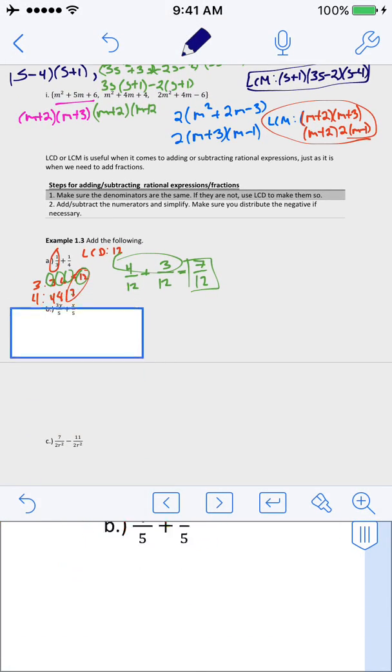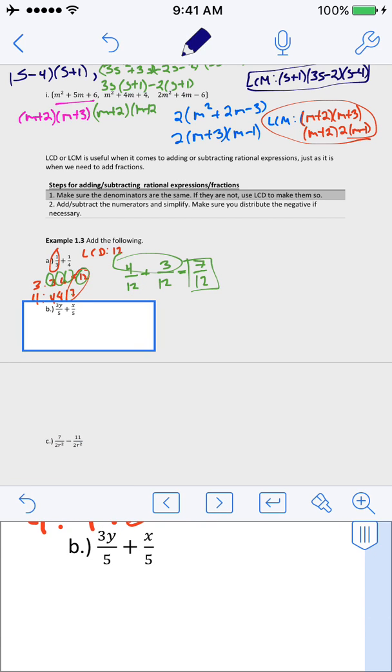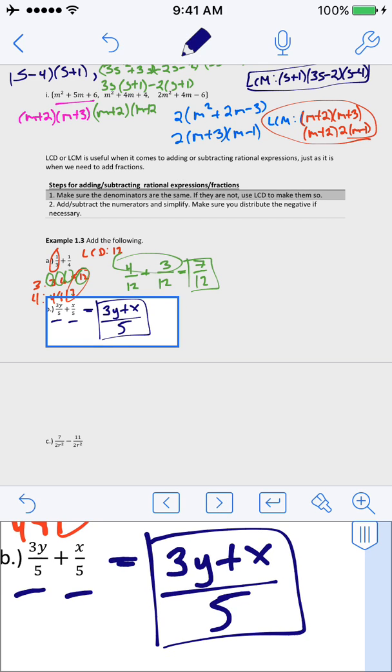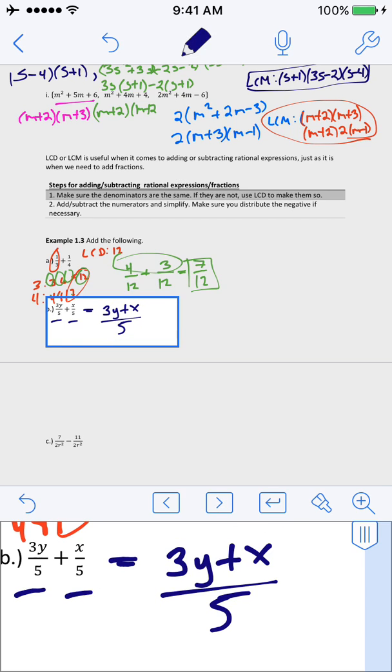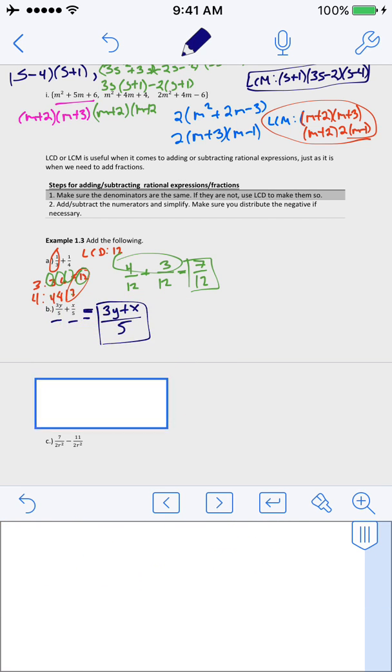These are not the best two problems because they're already in LCD form, but that's okay. These guys already share one. It's 5, right? So we already have two equal pieces here. We have 3y fifths, and we have x fifths. So when we add these together, we just get a new one over 5. Just add their pieces together. We can't actually add y and x, right? Because we don't know y and we don't know x. But we have them both over 5 now.